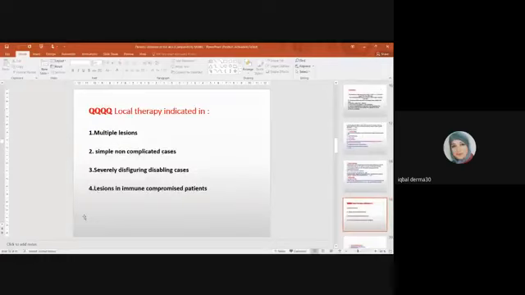Please answer this. Local therapy is indicated in multiple lesions, simple non-complicated, severely disfiguring disabling cases, lesions in immune compromised patients. What is the correct answer? Simple non-complicated. Okay, we said that local therapy is for single, few, simple, non-complicated lesions.